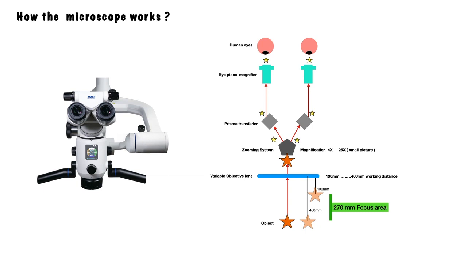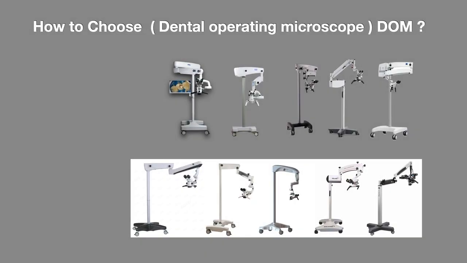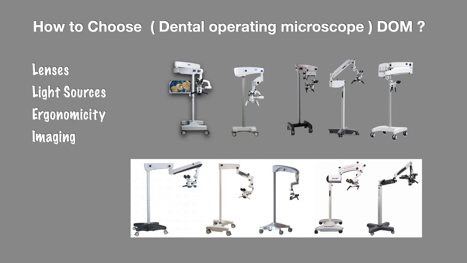For people who are more interested in the microscope, let me go to the other topic, which is how to choose a dental operating microscope. It's a very important topic. It is not difficult, but today after I did research, I found that these four topics are important, and based on my experience, absolutely, because I have more than 9 years of experience with the dental operating microscope. There are many brands in the market, and we can say that lenses, light sources, ergonomicity, and imaging are the main items or important points that should be considered when purchasing a microscope.